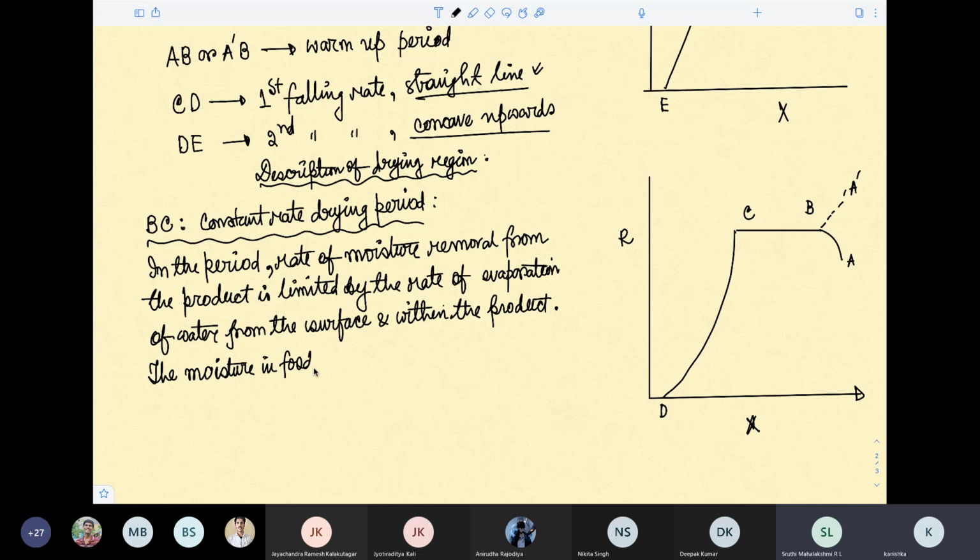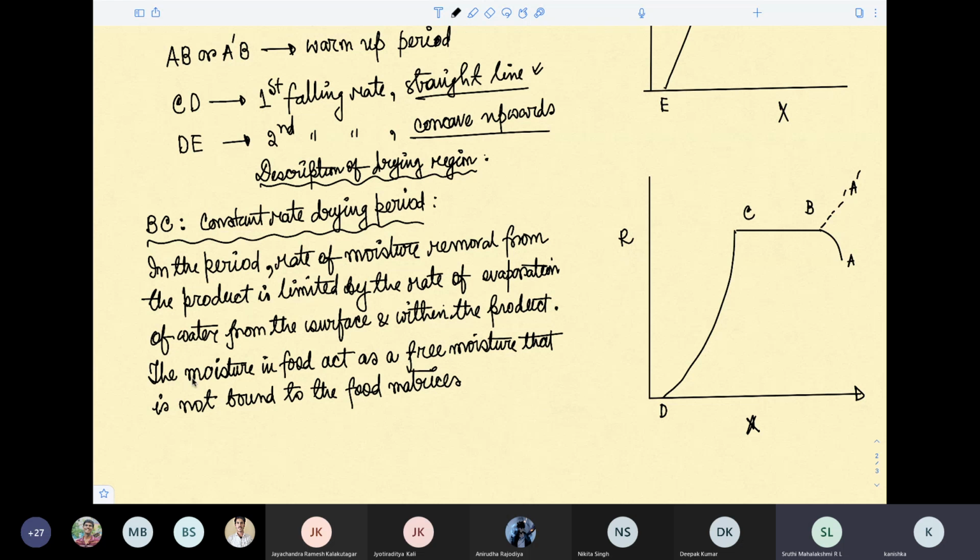So the moisture in food acts as a free moisture, free moisture that is not bound to the food matrices.